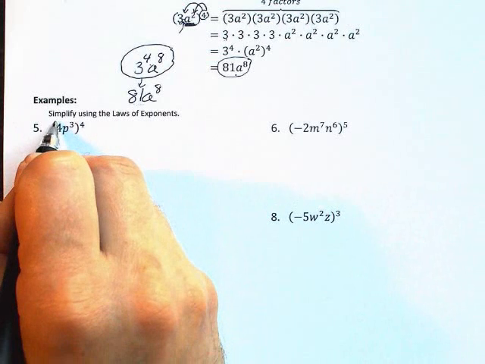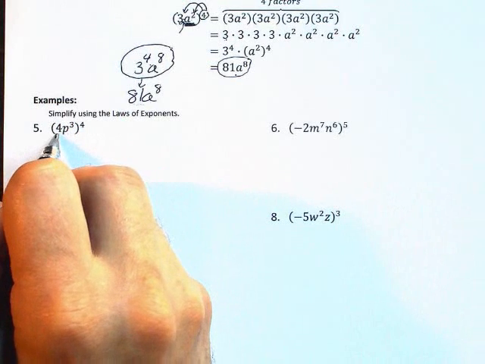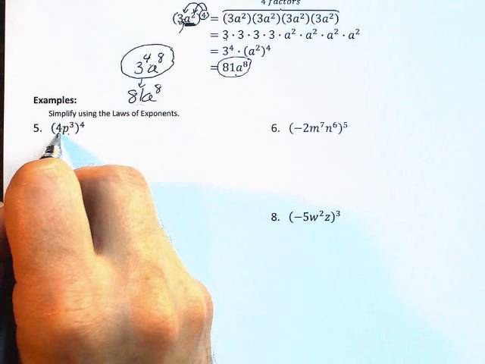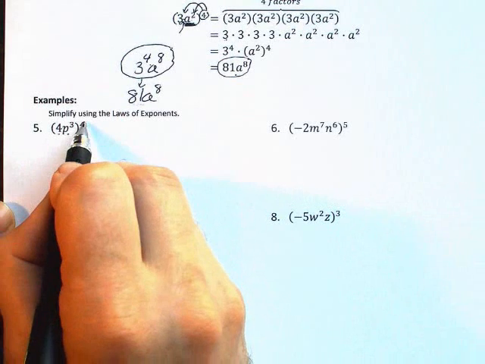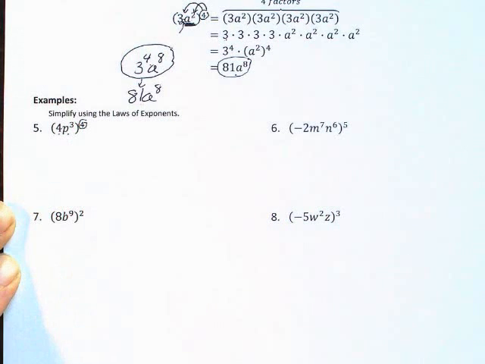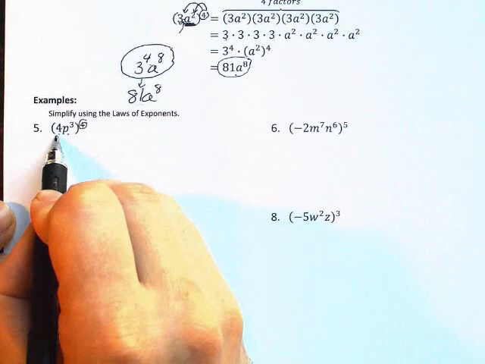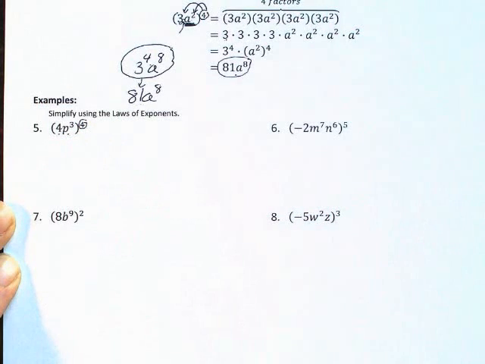I have in the parentheses a product. There are 2 things multiplied together. That is a product. And that product is being raised to a power. So this fits the form power of a product. I want to find the 4th power of this product. Okay? To find the power of a product, find the power of each factor.